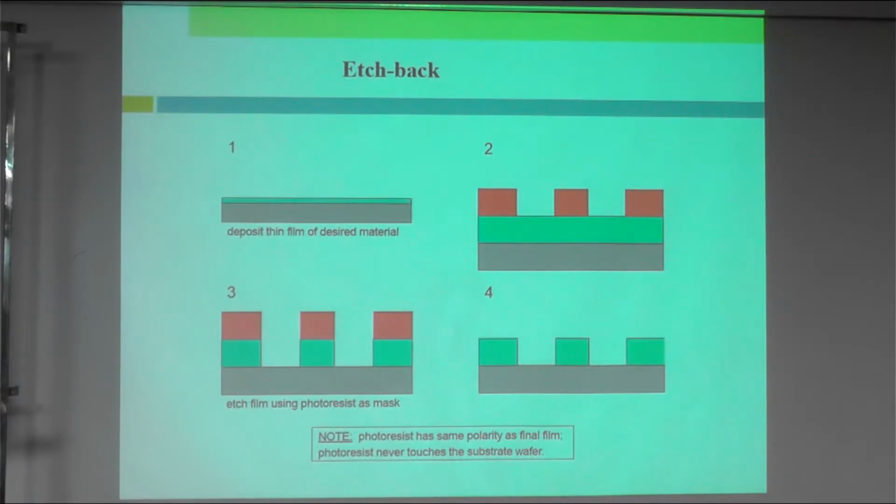So this is what is called etch back. You have a thin film deposit, then you have your photoresist. With this photoresist you remove part of the material, and then what remains is what was intended for the process. This is what we call etch back.